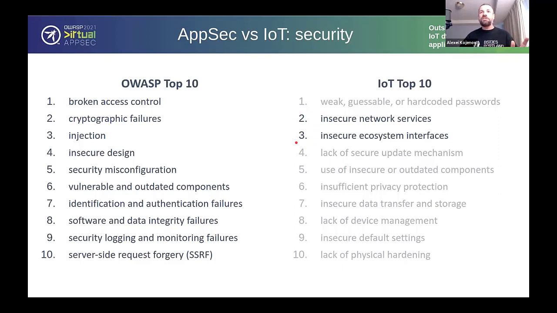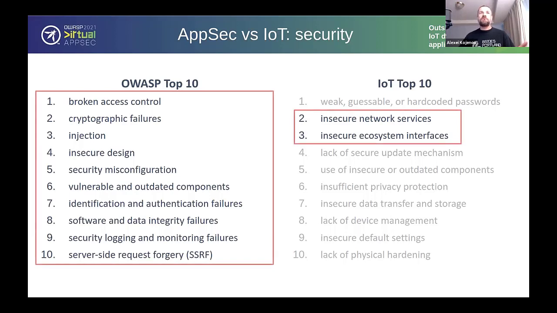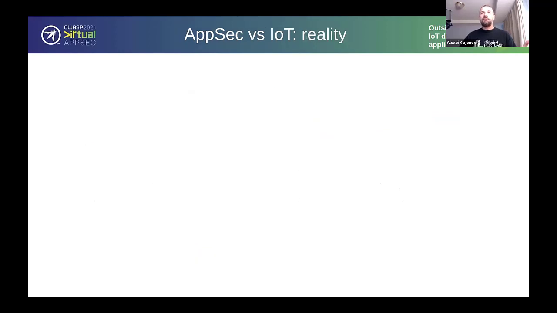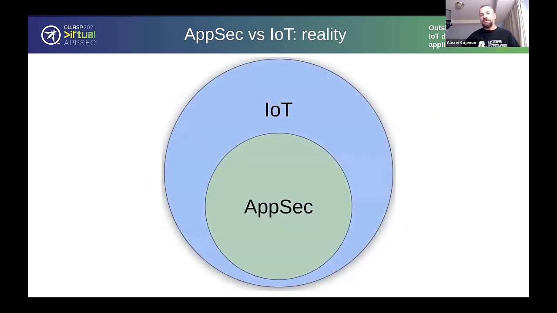And as applications, they can have all of these OWASP top 10 issues and maybe even more. So the proper Venn diagram should look like this, at least from the attacker's perspective. Think about it. If you're an attacker and you want to attack a device, you can do it through many different vectors. One of them happens to be software that runs on the device.